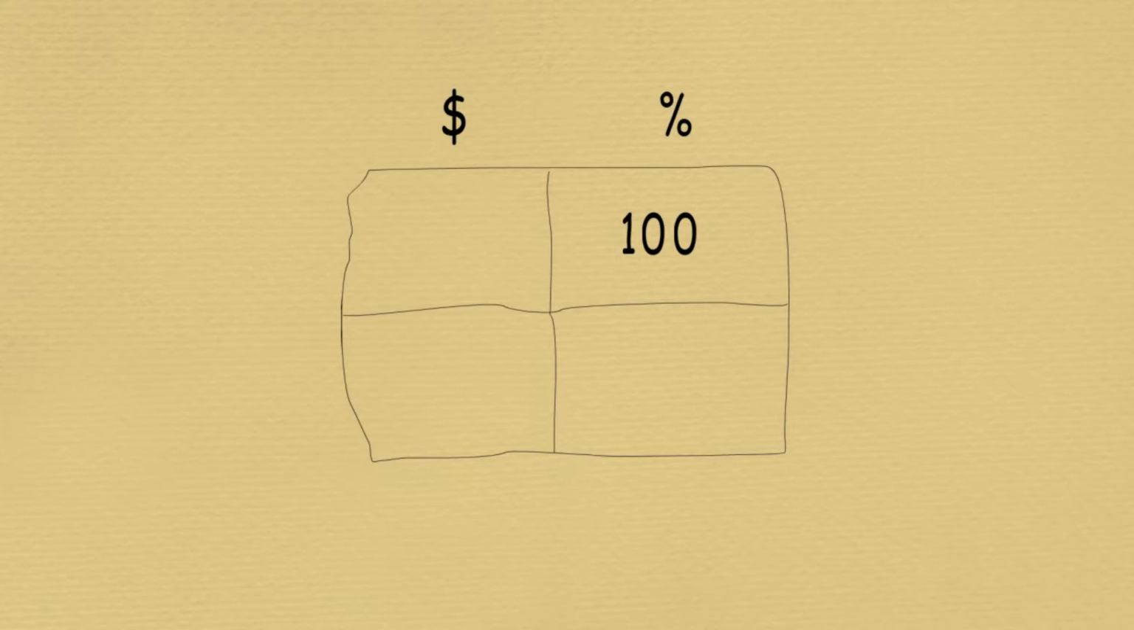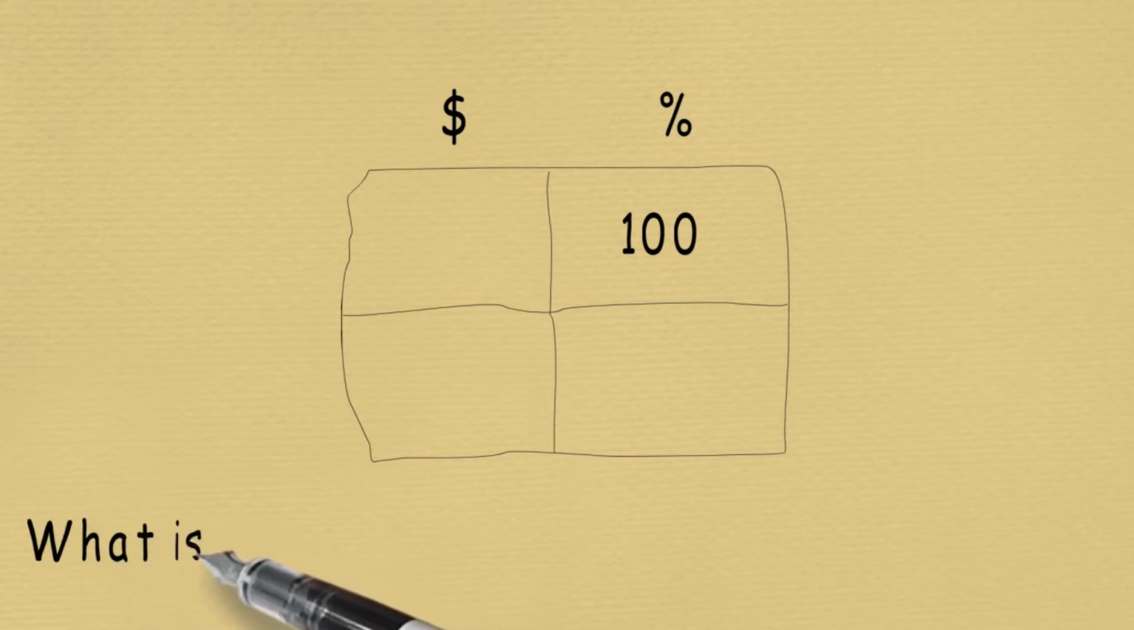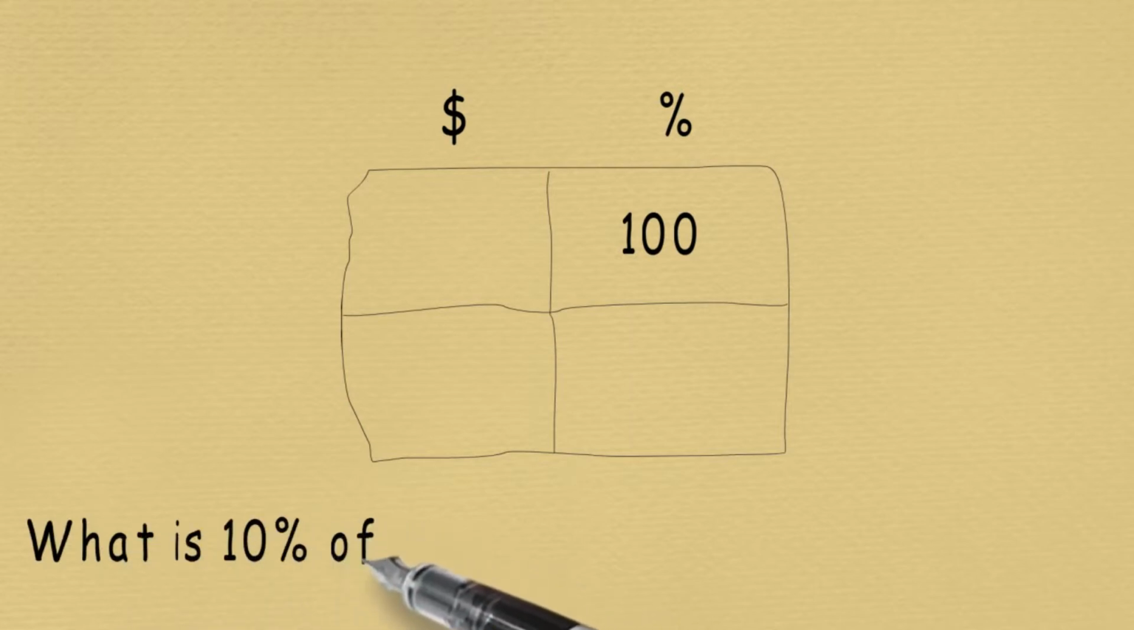What is 10% of $50? So let me write down my question. What is 10% of $50? Question. Okay. So I'm looking at the question and I see that $50 represents everything. And 100% is also everything. 100% represents everything. So next to the 100, I'm going to write the number 50.